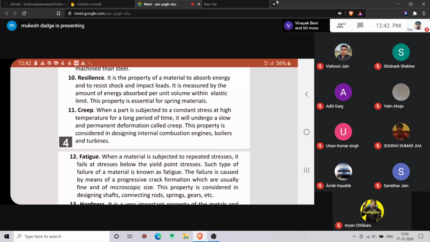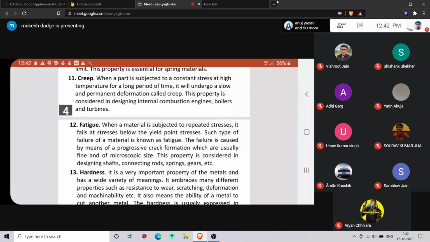So creep is generally required in high temperature applications which are used for a longer period of time. So boiler है आपका, combustion engine है, turbines हैं, jet engines के जो भी parts होते हैं, right? So creep property is very important as far as jet engines are concerned.